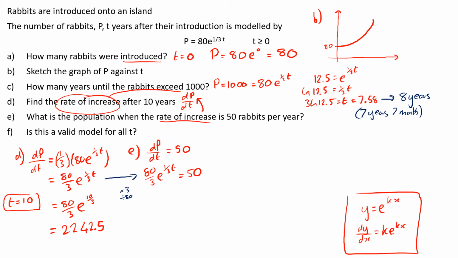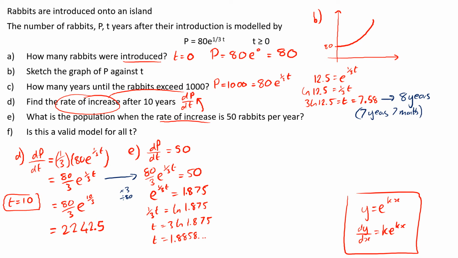And that would give us that e to the 1/3 t is equal to 1.875. And then we take logs of both sides like we did on part C. So we'll get that 1/3 of t is equal to ln of 1.875 times by 3. So t is equal to 3 ln of 1.875. This should hopefully be a reasonably small number. Yeah, and we get there that t is 1.8858... kind of goes on.